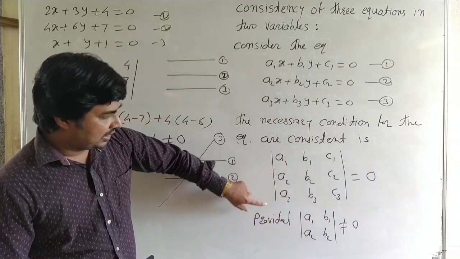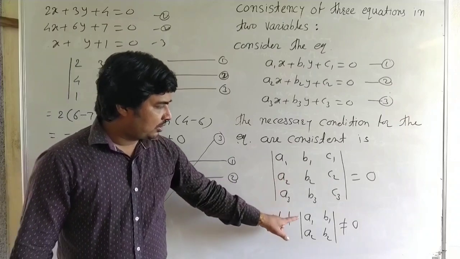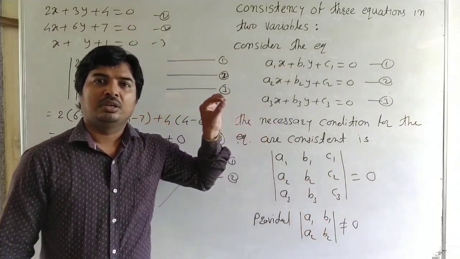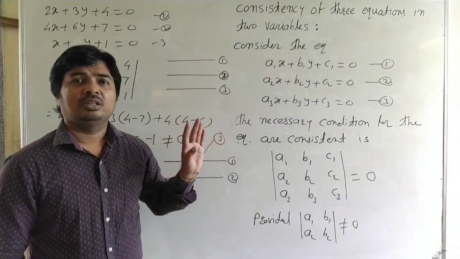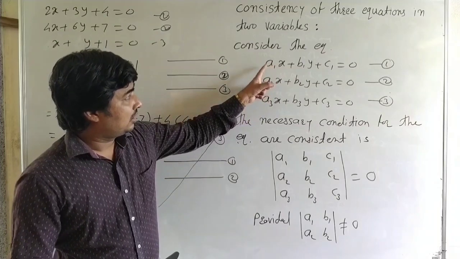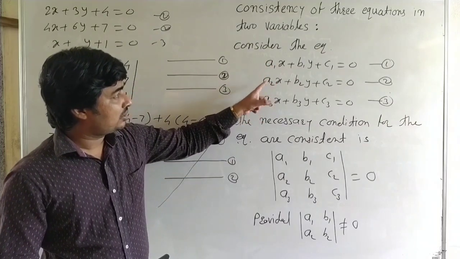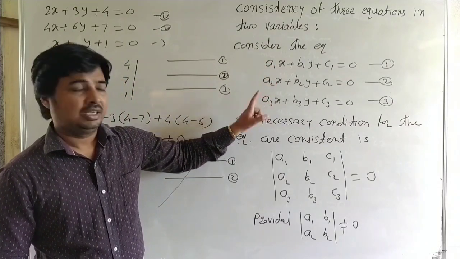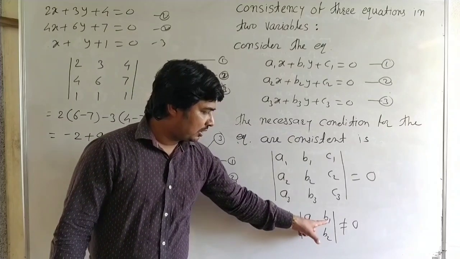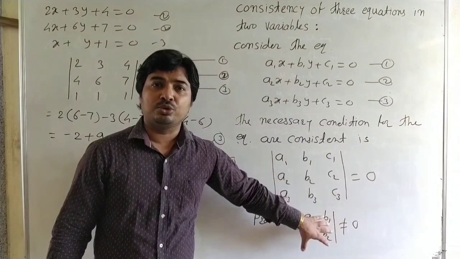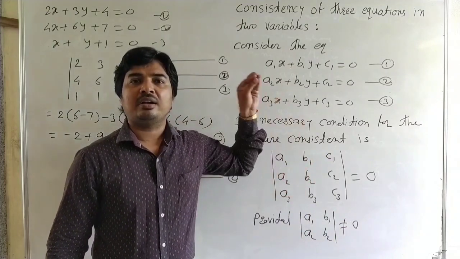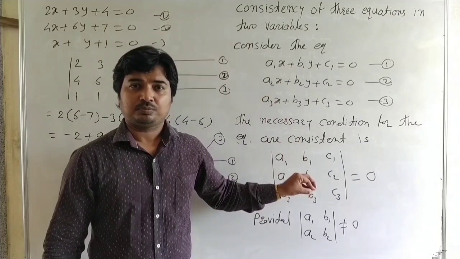First, the determinant of a1, b1, a2, b2 is not equal to 0. That means out of three lines there are no parallel lines: first, second and third. Here, if there is no parallel line, that means the determinant of a1, b1, a2, b2 is not equal to 0, and this determinant is 0, then the lines are consistent.